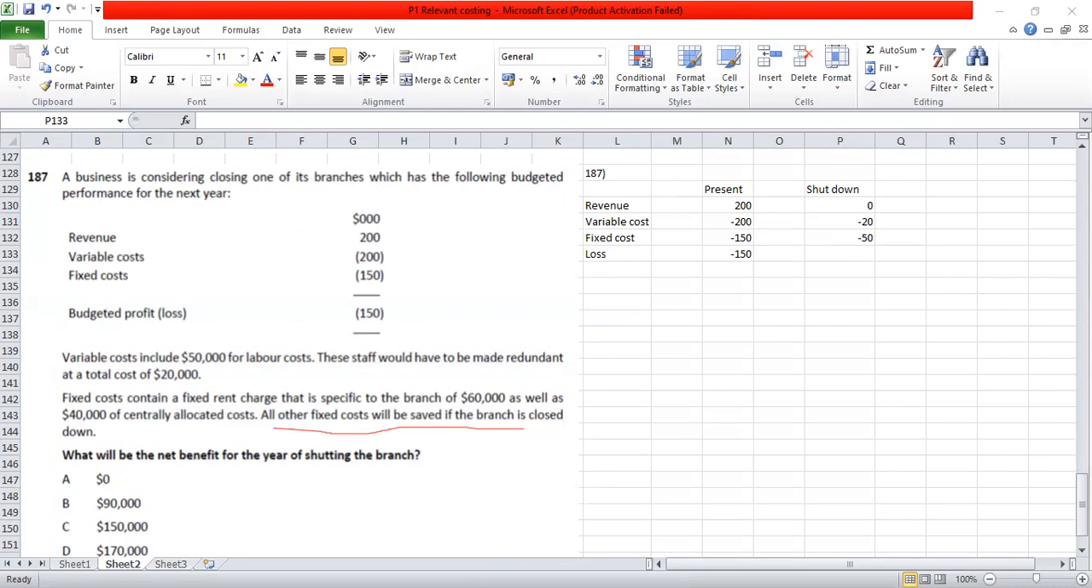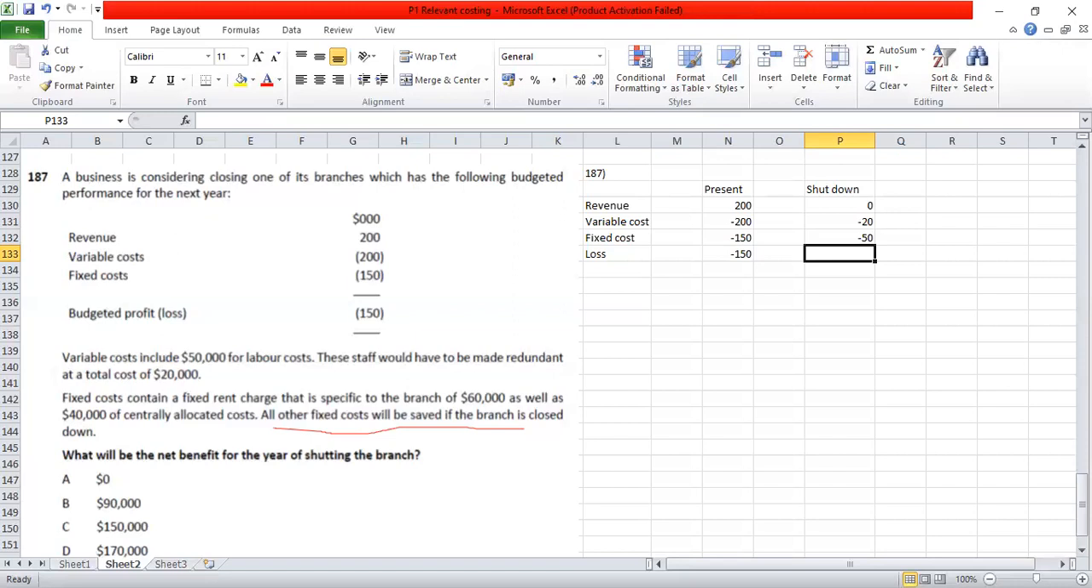No option is matching. What will be the net benefit of the year? And when you put 50,000 as fixed cost, by what logic did you put it there?